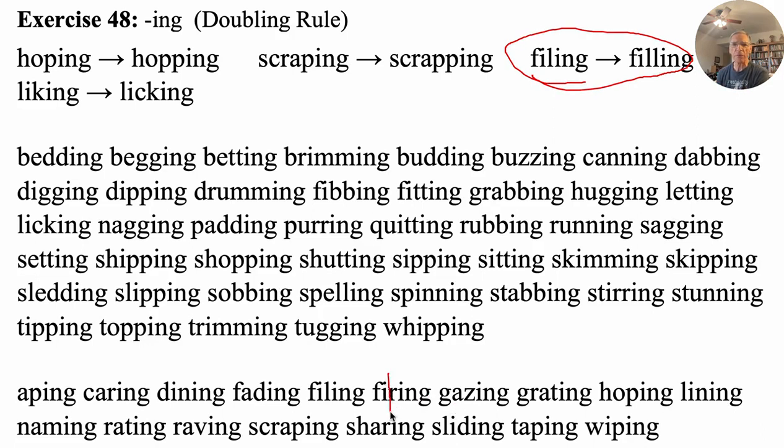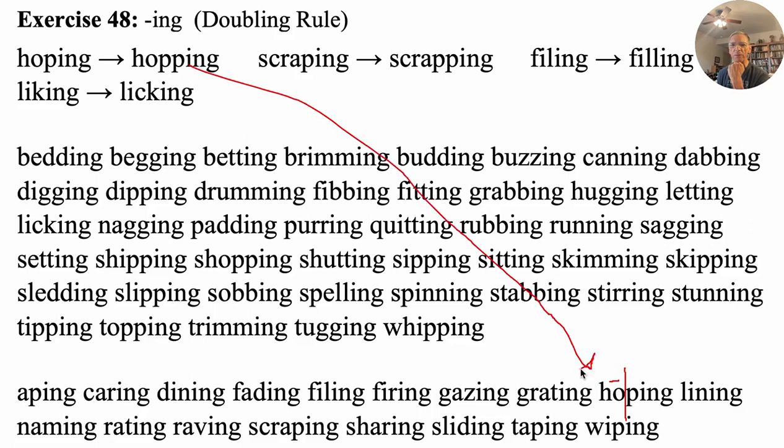Next we have firing. They were firing up the car, the stove. Gazing. He was gazing into her eyes. Grating. When you cook out, the grating is where you put the coals on. Hoping. I'm hoping that you're getting this. And again, we studied the difference between hoping and hopping with just one consonant. We had two, so hoping became hopping.